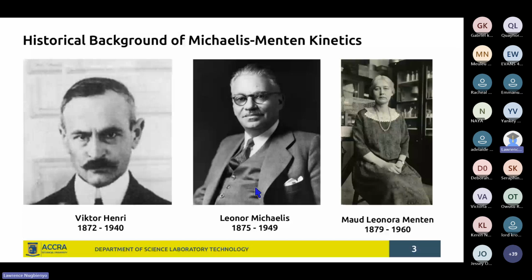And together you had Maud Leonora Menten, who was a Canadian. She also was one of the first women who did medicine in Canada and wanted to go into scientific research, but at a time in Canada, women were not allowed to go into scientific research, and so she decided to leave Canada and go to Germany. And when she got to Germany, she worked together with Leonor Michaelis, and they came up with this equation, which was referred to as the Michaelis-Menten equation.